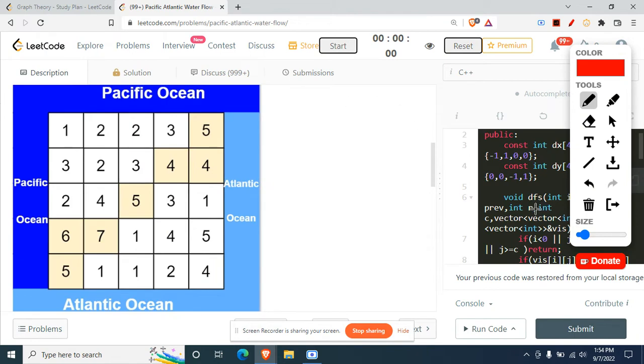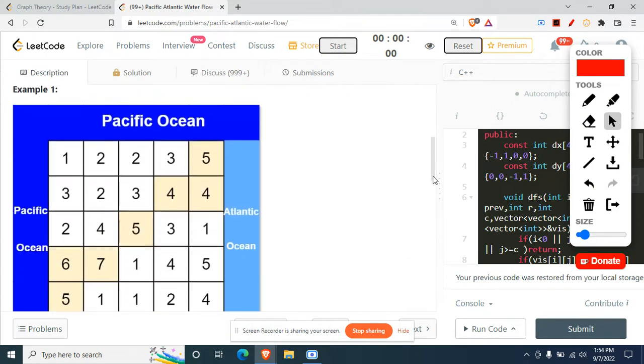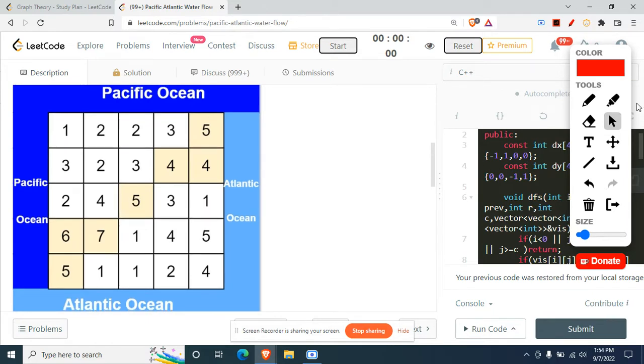So the question statement is actually pretty big. I'll be explaining it to you in simpler terms. Okay, so let's get on to this problem. So they have said you have been given a matrix, and the top and the left part constitute the Pacific Ocean, and the right and the bottom part constitute the Atlantic Ocean. The water will flow if and only if the values that are coming on are in increasing order.